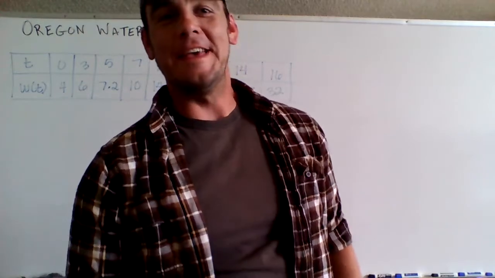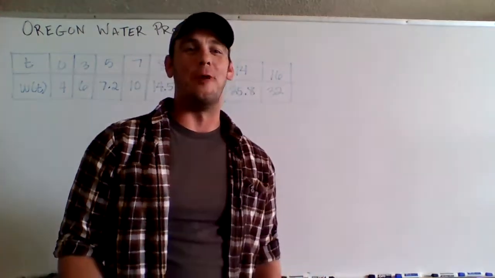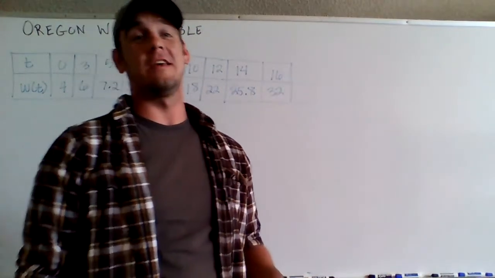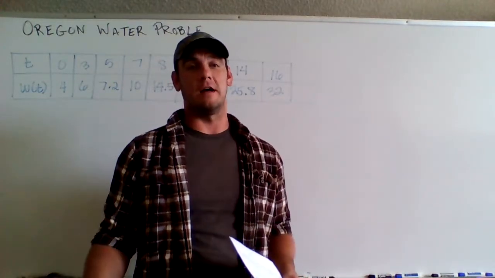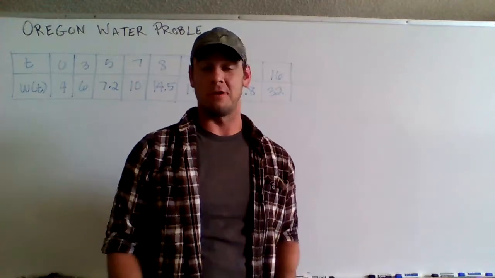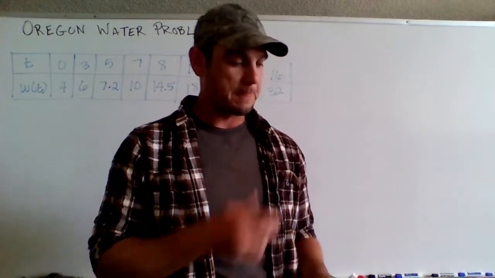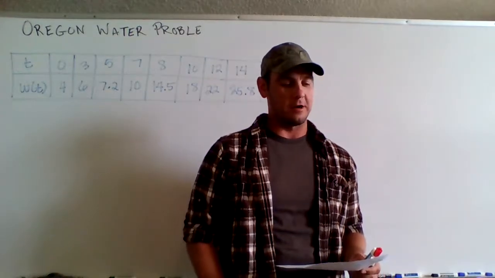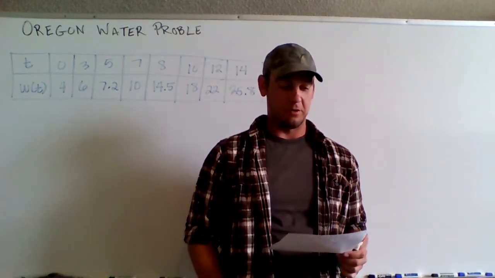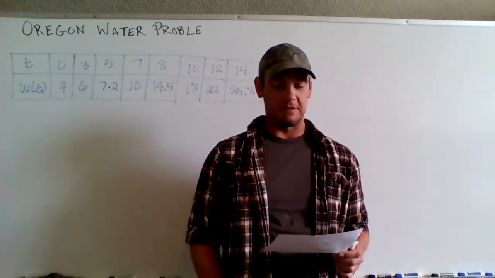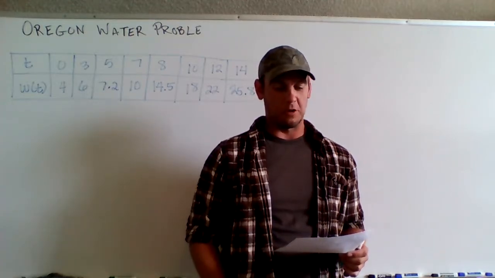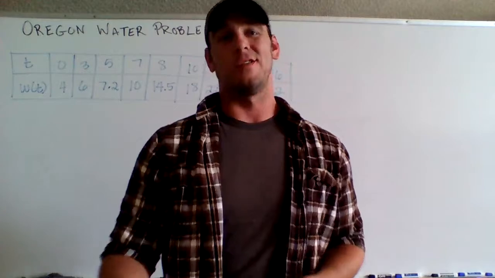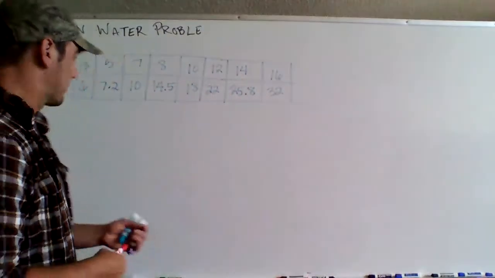All right, it's the infamous Oregon water problem, guys. This is our last big one. It's really good for you to focus on the context, the units, that sort of thing in this problem. So, the rate of consumption of bottled water in Oregon, W of T, is given in the table below, where W is measured in millions of gallons per year. So, I'm going to just throw that on there for my units.